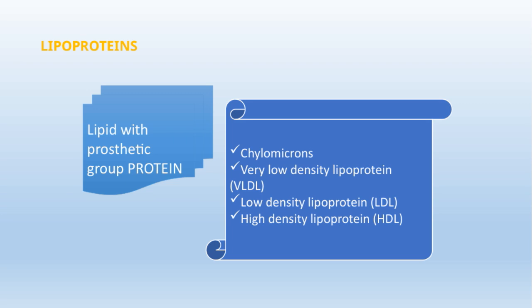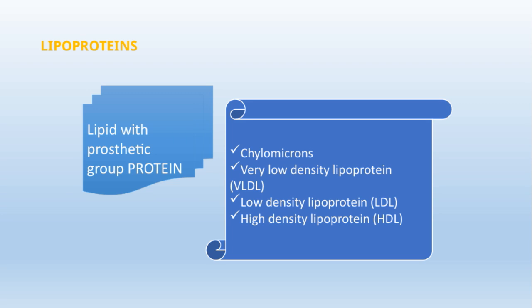We start with chylomicrons, which are formed in the intestines after a meal and primarily transport dietary fats. Then, we have VLDL, or very low-density lipoproteins, produced in the liver to carry triglycerides synthesized there to peripheral tissues. Next, LDL, or low-density lipoprotein, is often called bad cholesterol because it delivers cholesterol to cells, and excess LDL can lead to plaque buildup in arteries.